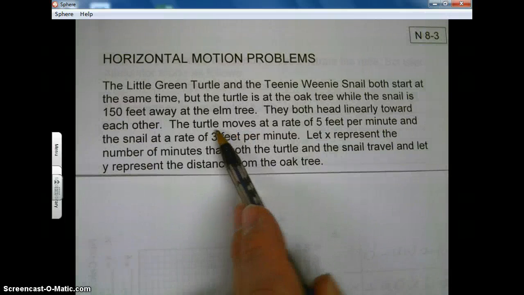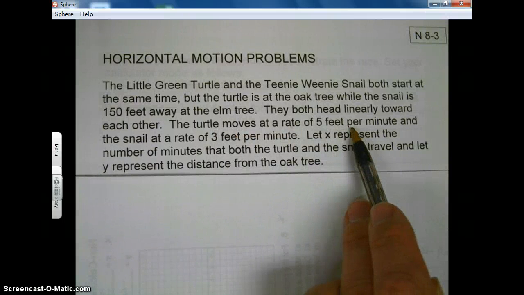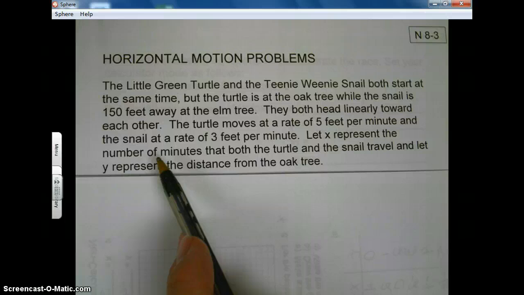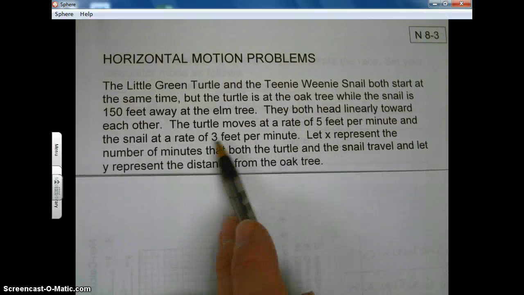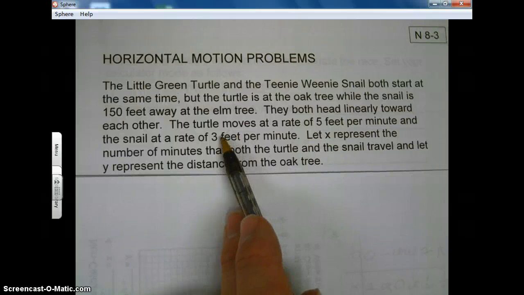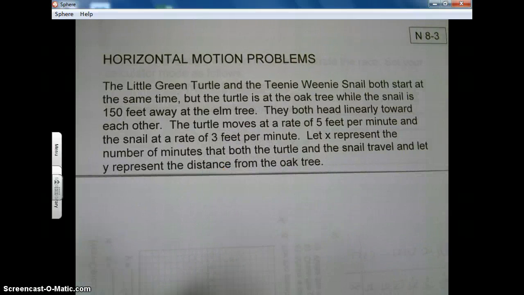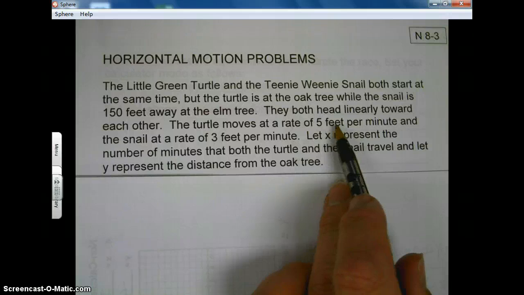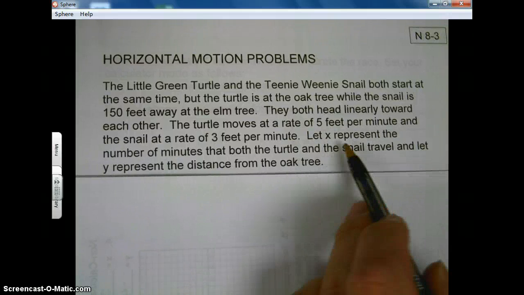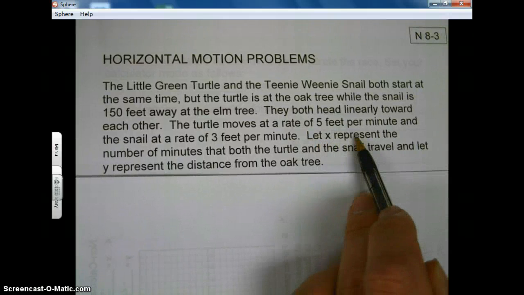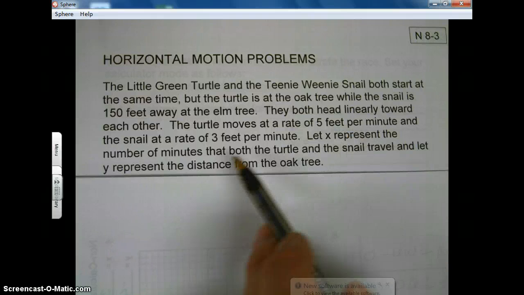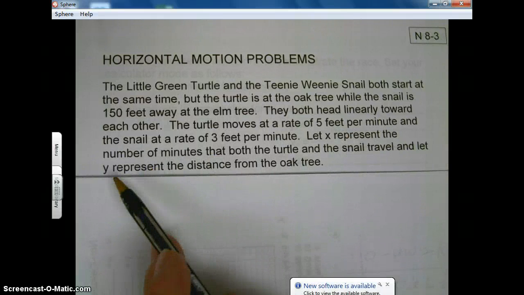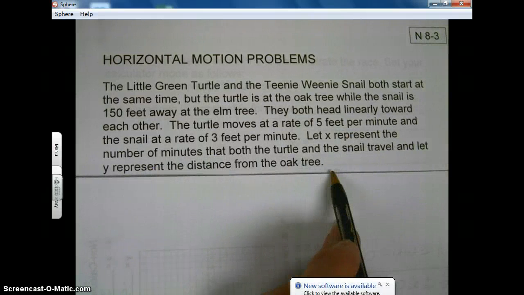One, the turtle is moving at 5 feet per minute, and the snail is moving at 3 feet per minute, okay? So those are your numbers that are going to go with T. Or I should say X, because it does say let X represent the number of minutes that they travel. And Y is going to represent the distance from the oak tree.